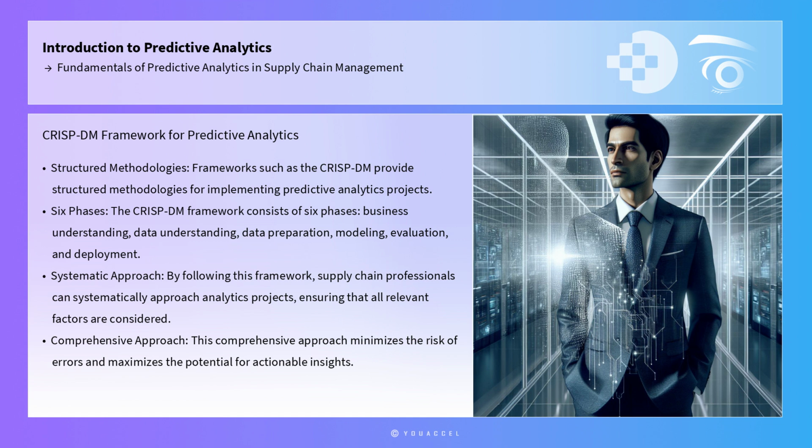Frameworks such as the CRISP-DM provide structured methodologies for implementing predictive analytics projects. The CRISP-DM framework consists of 6 phases: business understanding, data preparation, modeling, evaluation, and deployment. By following this framework, supply chain professionals can systematically approach analytics projects, ensuring that all relevant factors are considered and that models are rigorously tested before deployment. This comprehensive approach minimizes the risk of errors and maximizes the potential for actionable insights.